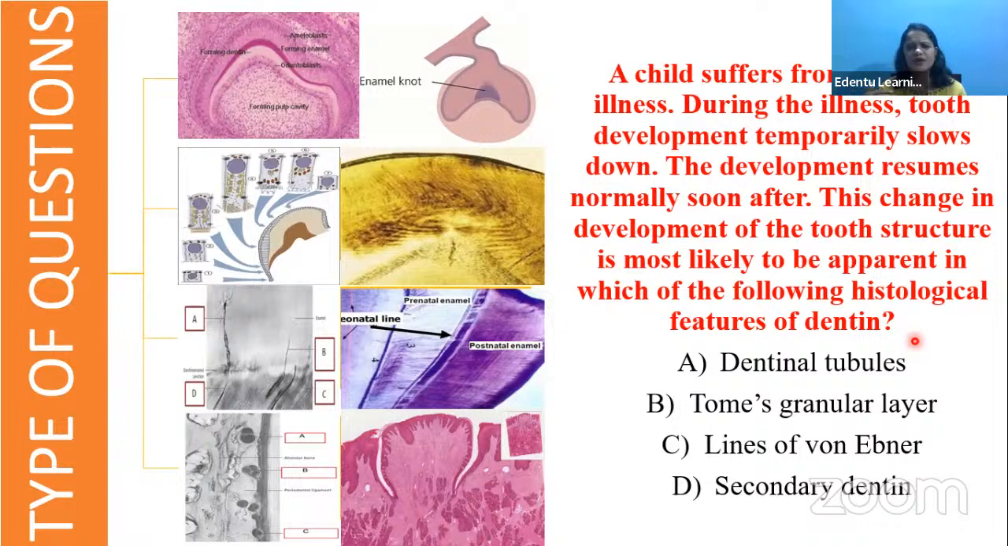So when some external agents are affecting it, like the illness mentioned here, there will be a period of rest, or the hard tissue formation will not be normal. So there will be changes in the particular structure of the hard tissue. In dentin, in which layer are these changes seen, that's what they are asking. It's mainly seen in the lines of von Ebner, the incremental lines of the dentin. So expect such application or clinical based questions also for oral histology.